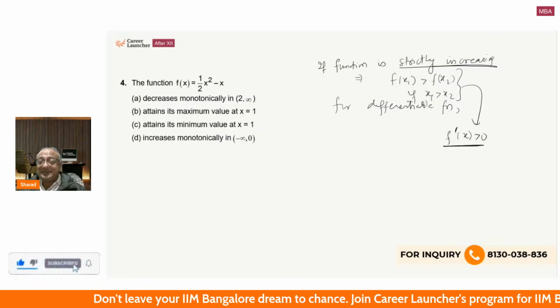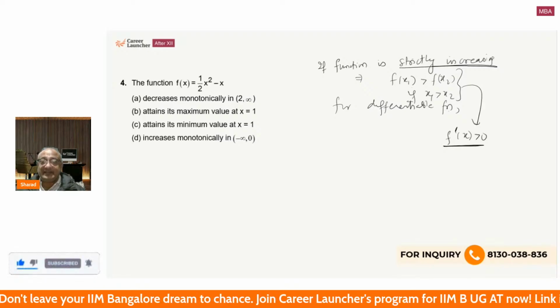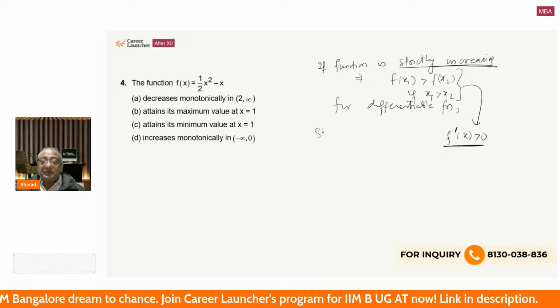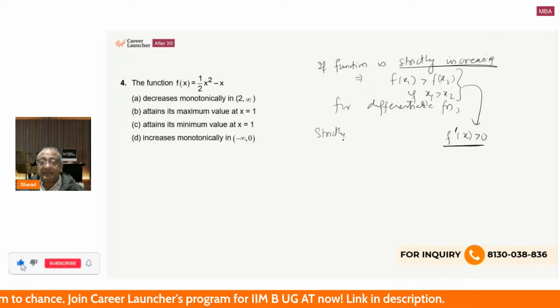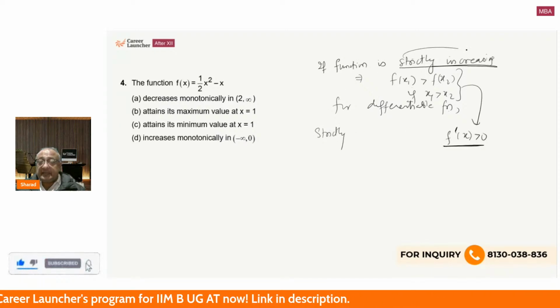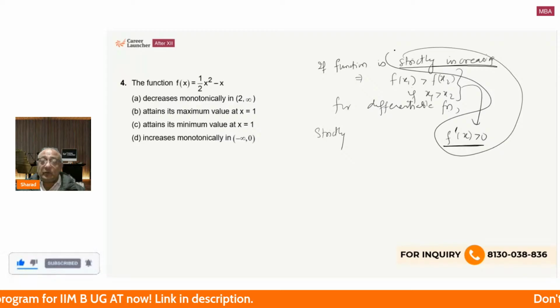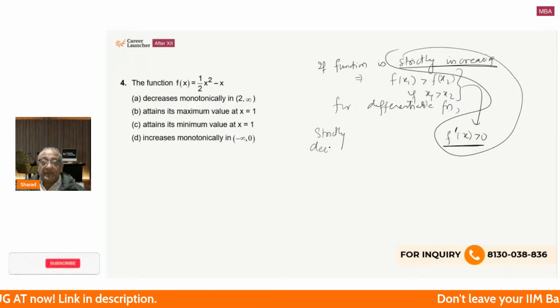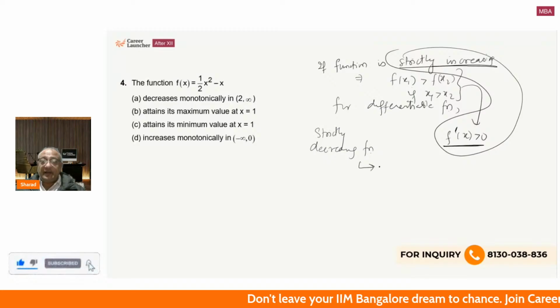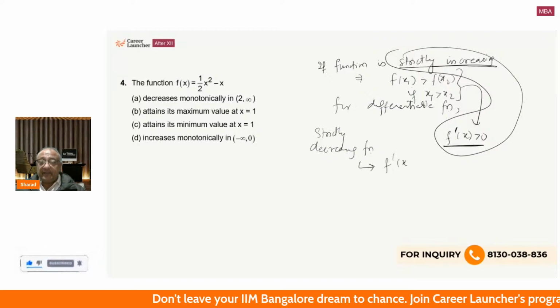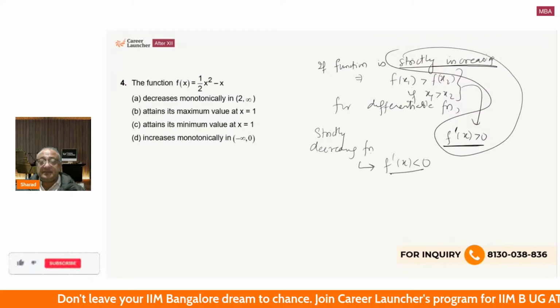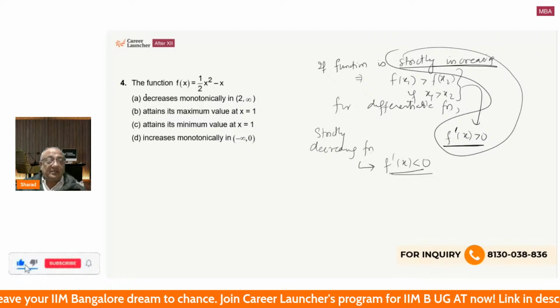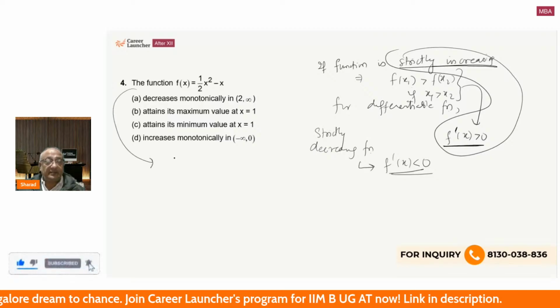These two seem the same. Strictly increasing means f dash x greater than 0, and also strictly decreasing. So this is strictly increasing, right? So what is a strictly decreasing function? I'm sure you would have answered: f dash x is less than 0. Okay, so let us now use that concept here and solve this question.